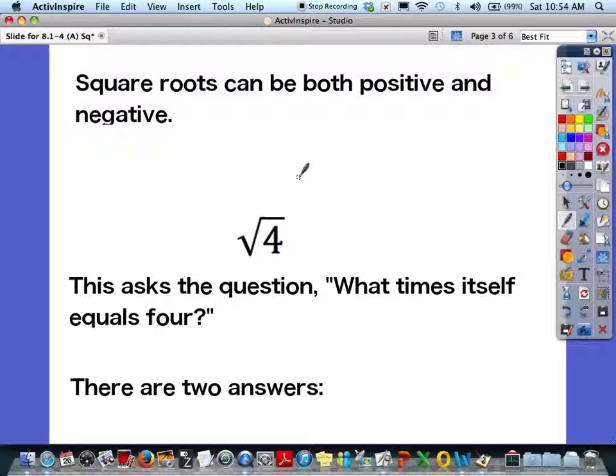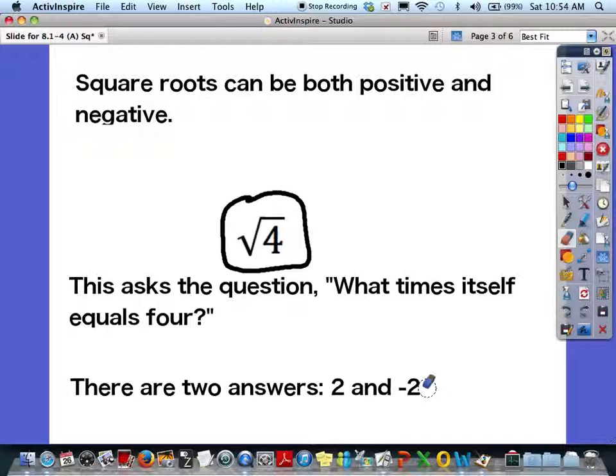Let me present it to you in a different way. So square roots can be both positive and negative, and here's why. The question that's asked when you see something like this is not the division symbol, this is the square root symbol. This asks the question, what times itself equals 4? And there are 2 answers to this. And I'm wondering if you can think of the answers before I say them. We know 2 times 2 is 4, but I said it just a second ago. What other number times itself is 4? Think about that for a minute. So 2 times 2 is 4, so we know that must be an answer. But what else? I hope you've thought of it.